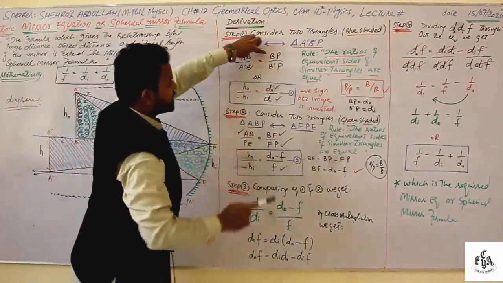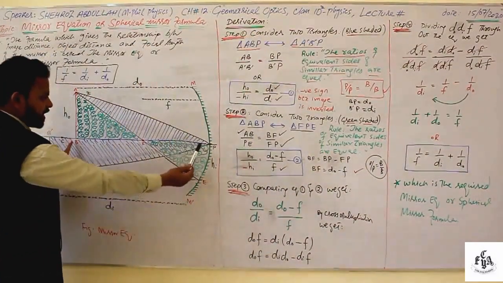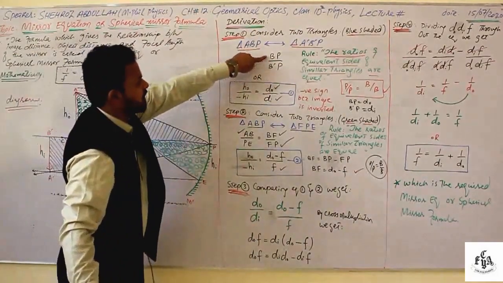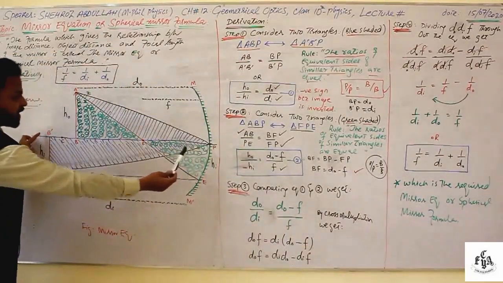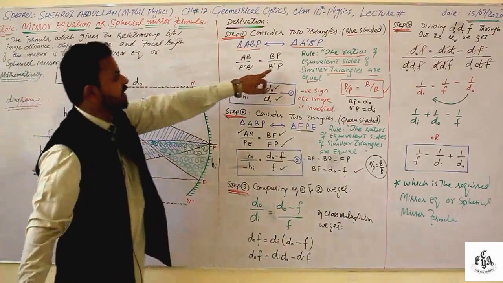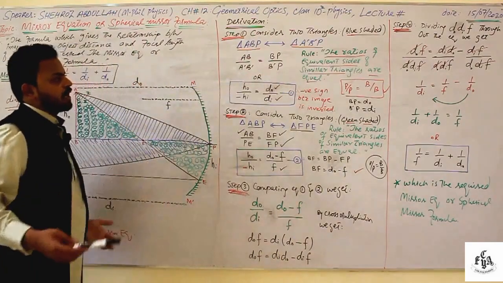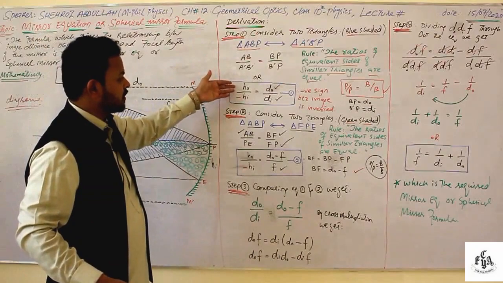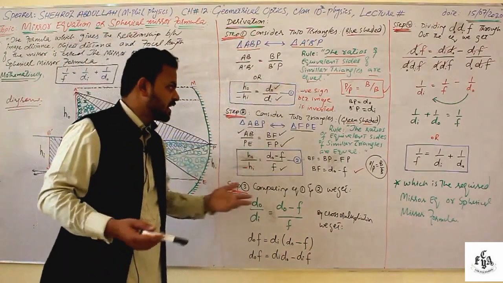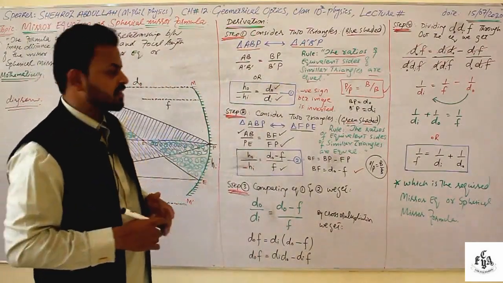What is the base in the first triangle? BP. Let me write BP. What is the base in the second triangle? B dash P. Let me write B dash P. Now just replace the values: H naught divided by minus HI equals D naught divided by DI, minus because we have an inverted image, that is why.